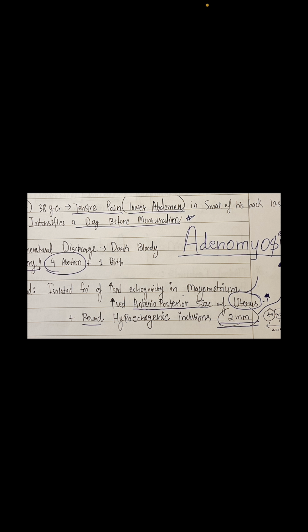So the ultrasound shows foci of increased echogenicity in the myometrium. So there is something abnormal in the myometrium. Those endometrial cells have penetrated the myometrium this time. They are growing inside the myometrium instead of the endometrium.